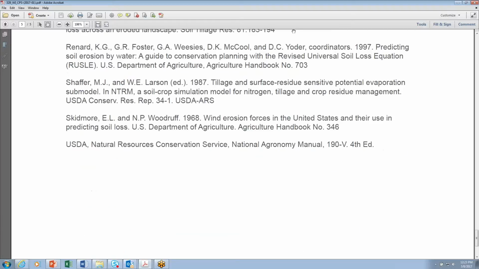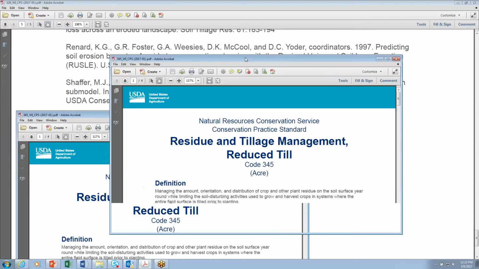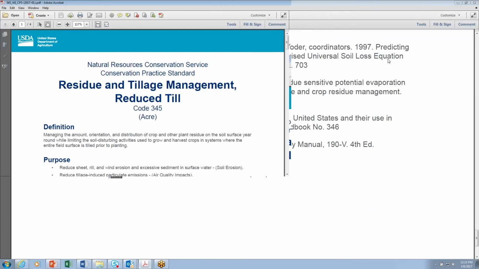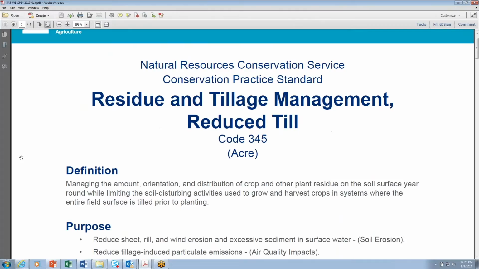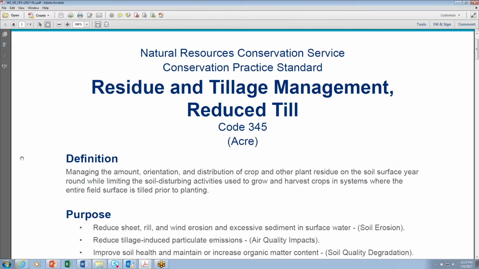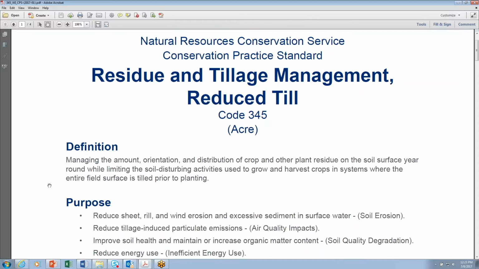And I'm going to jump right into the next practice standard, and that one is reduced tillage. All right, and I'm not going to read this whole one to you, but I'm just going to tell you a few highlights here. This one, we used to call it the spring plow. We used to call it the reduced till. Well, what it is, is an accumulation of anything that doesn't meet the no-till standard. So obviously there's some differences. In this one, the definition itself is different. So they're looking at the amount, the orientation, the distribution of that crop residue again on the surface.